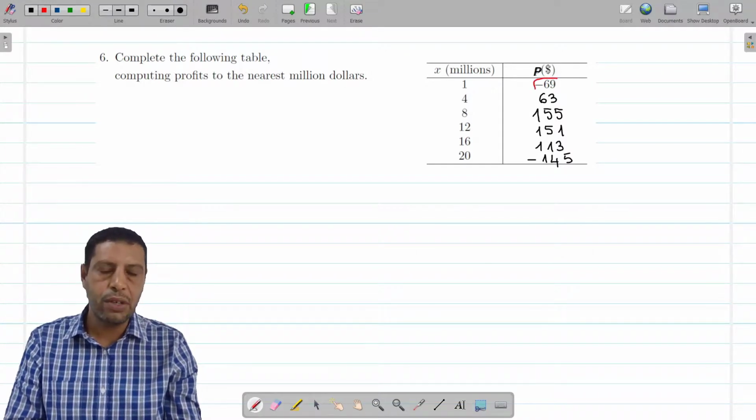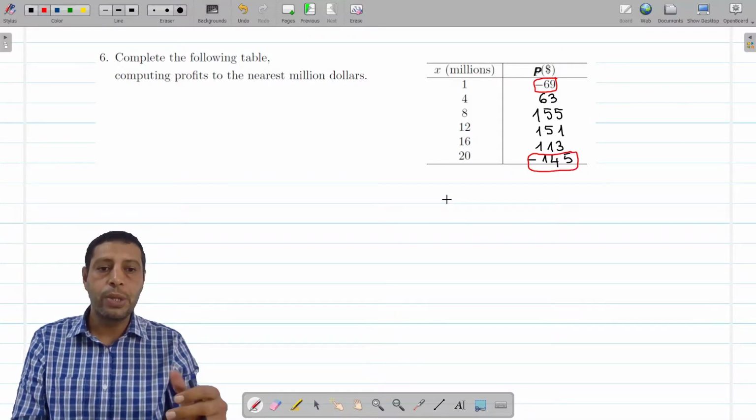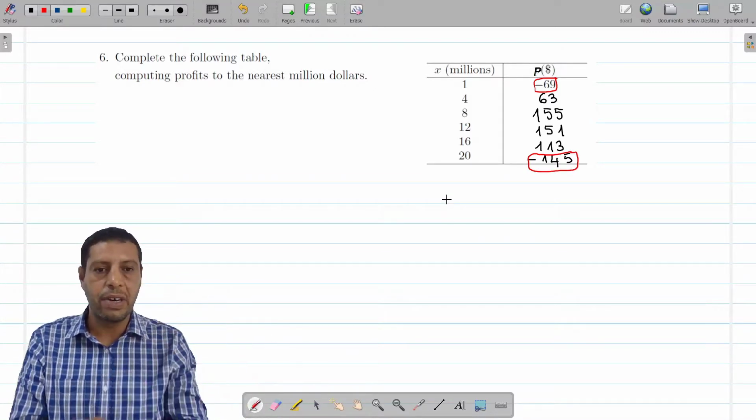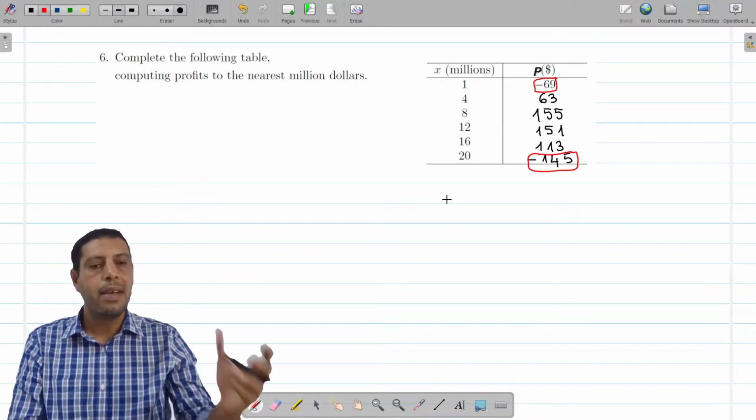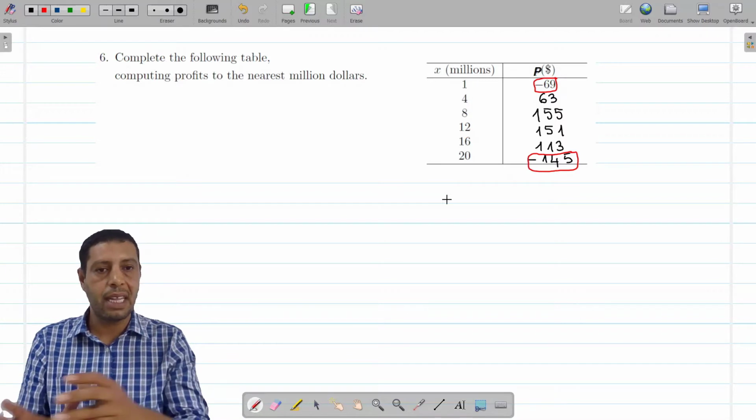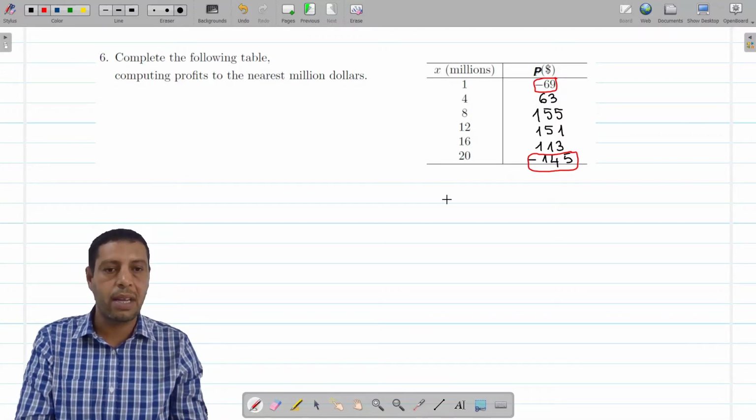And here I have a quick comment. For these two values, which are negative, it's not a profit, it's a loss. It means that your cost is greater than your revenues, okay? So be careful. The profit may be negative or positive. If it's negative, we will call it a loss. If it's positive, we'll call it a profit.